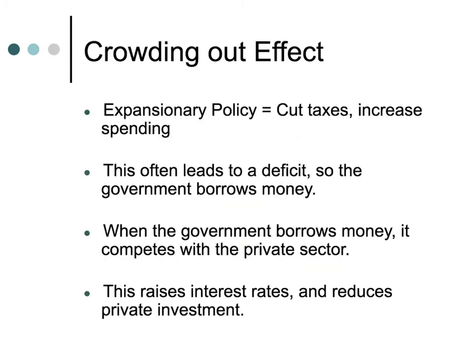So the crowding out effect itself is, sometimes during expansionary policy, the government decides to cut taxes and increase spending. This often leads to a deficit, which increases the debt. But the government needs to borrow the money. It's not just magic that, okay, we're going to spend $3 trillion this year and we only brought in $2 trillion, so magically the $1 trillion will appear because we're the government and we say so. The government needs to borrow money whenever they deficit spend, just like anybody else. You want to buy a house, you don't have the money, you have to deficit spend and take out a loan. Same thing with the government.